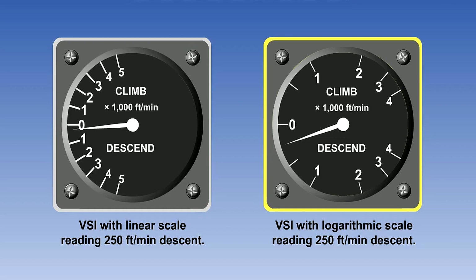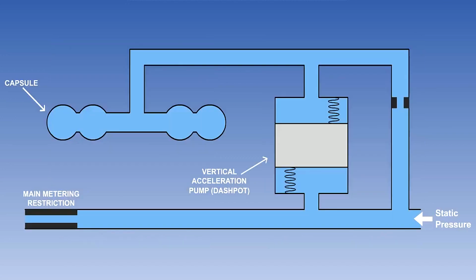In the example, the VSI is showing a rate of descent of 250 feet per minute. The display on the right shows the same information and displays a rate of climb or descent of up to 4,000 feet per minute using a logarithmic scale. As we can see, the increased sensitivity of the logarithmic scale at the lower rates of climb or descent makes the logarithmic display easy to read where accuracy is required.